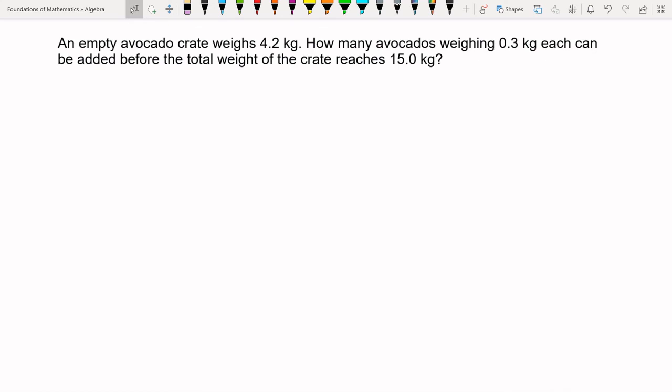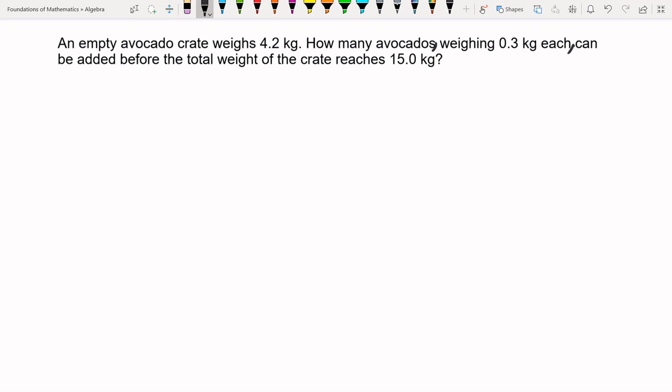An empty avocado crate weighs 4.2 kilograms. How many avocados weighing 0.3 kilograms each? That should really be in commas. How many 0.3 kilogram avocados can be added before the total weight of the crate, so that includes the avocados and the empty crate itself, reaches 15 kilograms? We're just trying to figure out how many we can put in there before we get to a max weight of 15 kilograms.